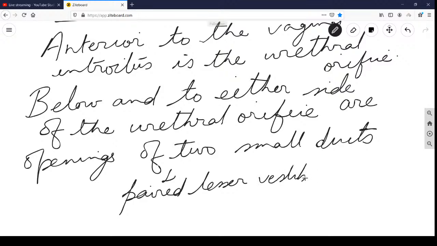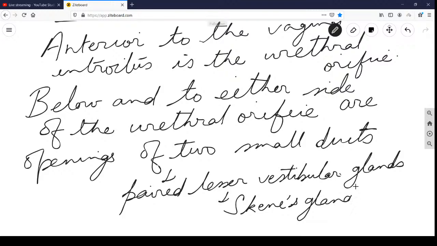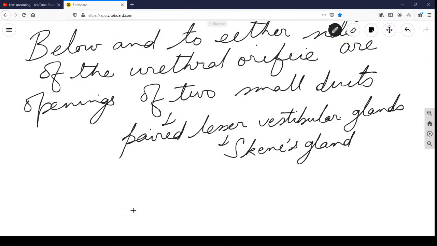Lesser vestibular glands, that is known as Skene's gland. Now, these glands are homologous to the male prostate gland and secrete a small amount of fluid. You can just say they secrete fluid.